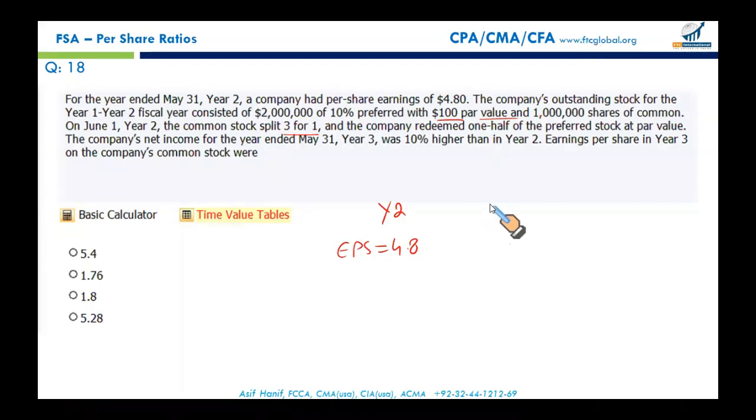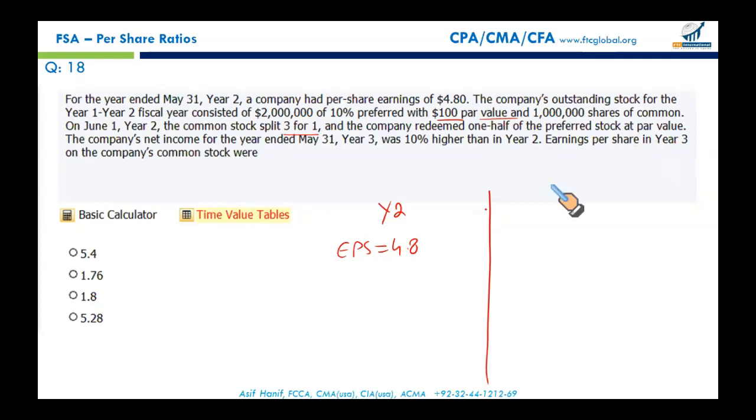This is a complex question requiring you to do a lot of computation because you basically have nothing. You want to calculate earnings per share for year 3 and you do not have the income available to common stockholders for year 3. You do not have the number of shares for year 3. So basically you have nothing. You have to find everything from scratch, and practice will make you perfect.